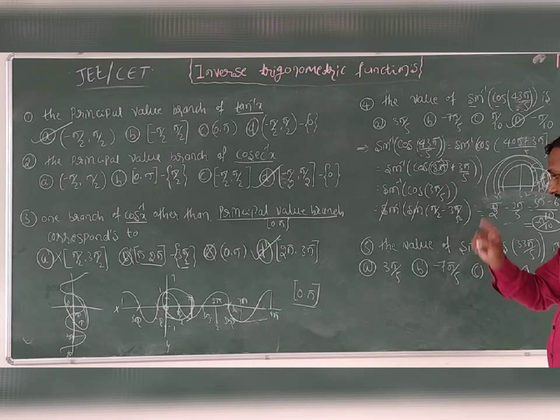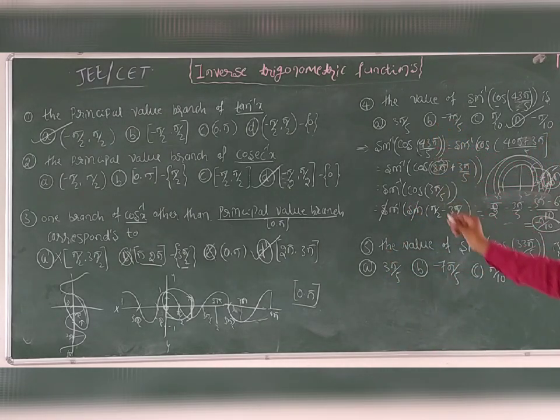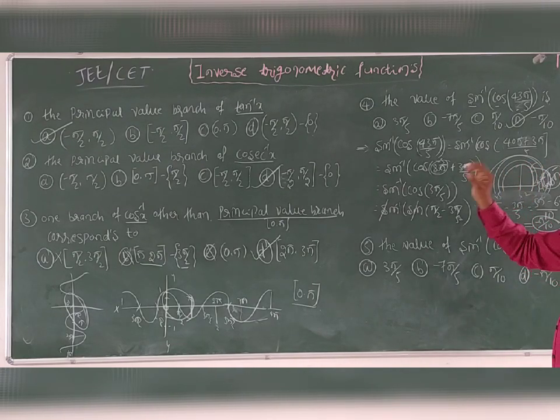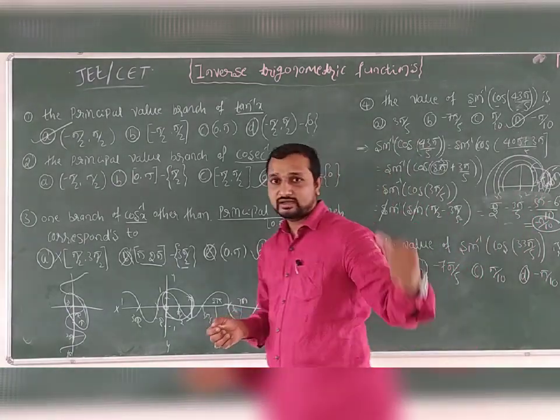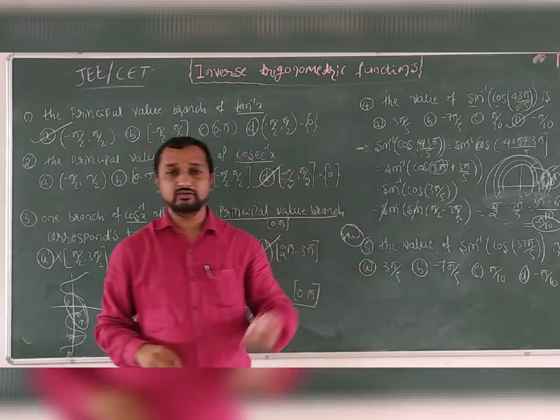Is that clear? Like that, the same example we can find for 33π by 5, where the adjustment is again the same. These are the questions. Write down these questions and try this question. This is very easy. Write it down.